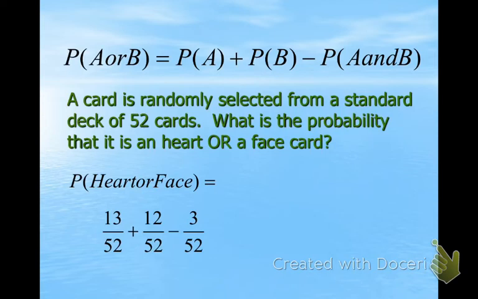So 13 plus 12 minus 3 is 22, divided by 52 or reduced, 11 over 26, about 42.3% or 0.423.